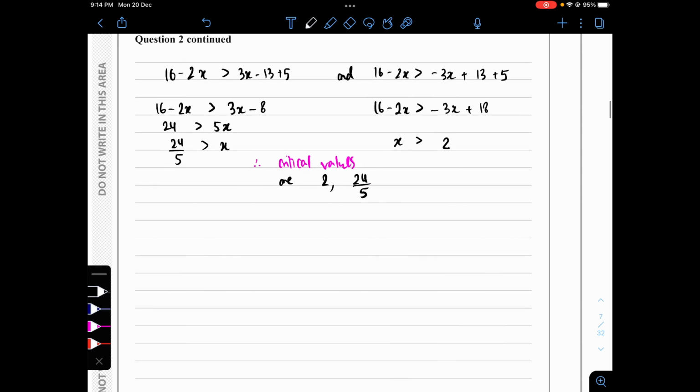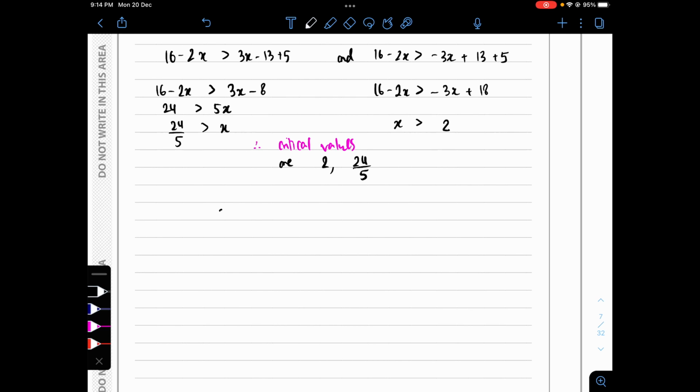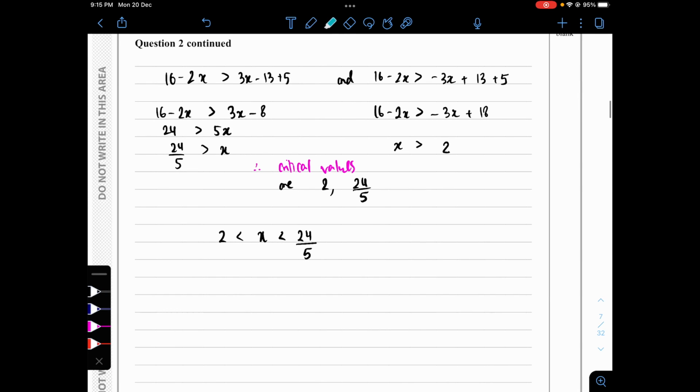So you can see that we have a range here. We know that x is greater than 2, but it's also less than 24 over 5. So our final answer for this question is 2 less than x less than 24 over 5. When we solve it, this is the final answer.